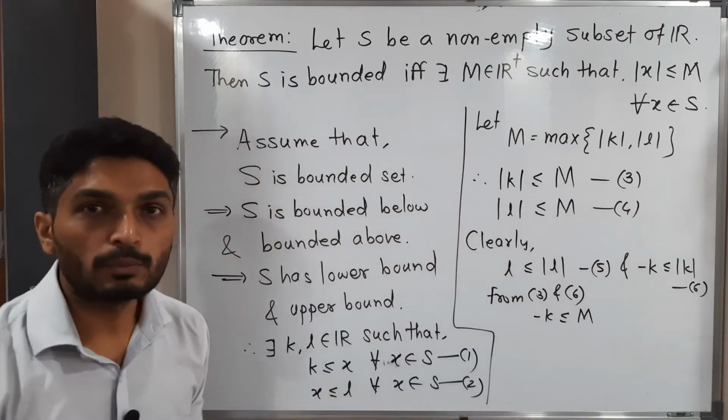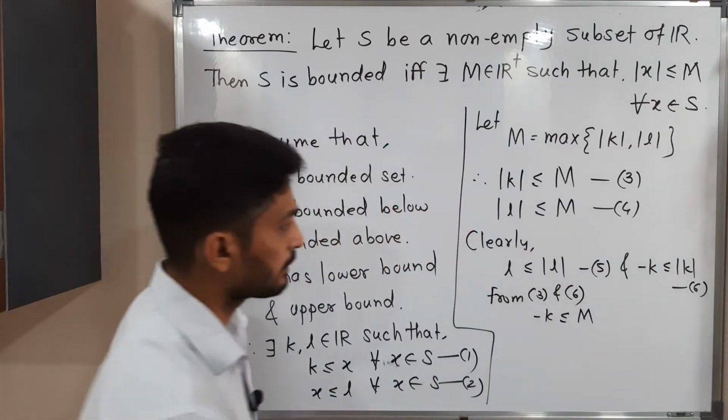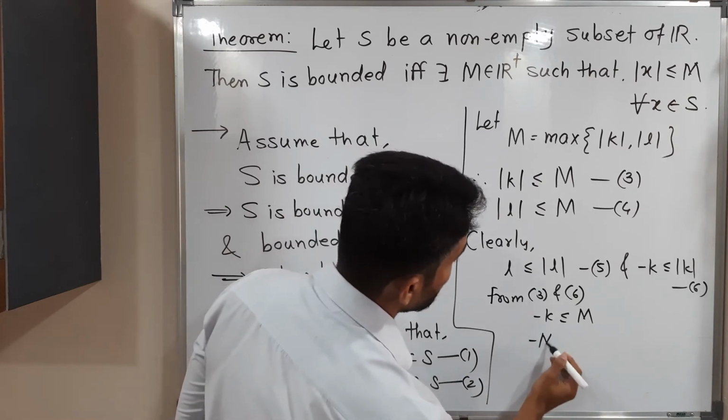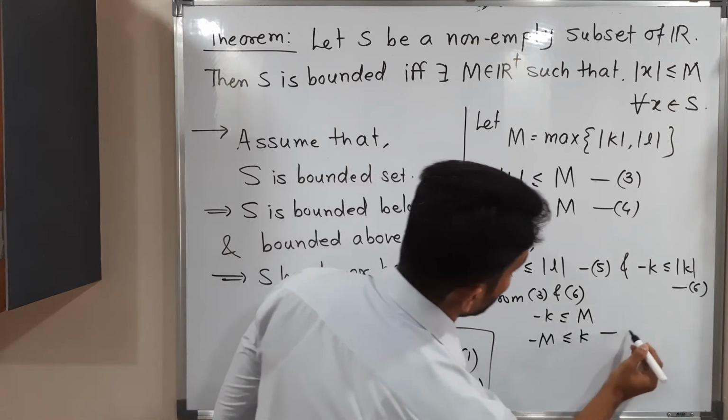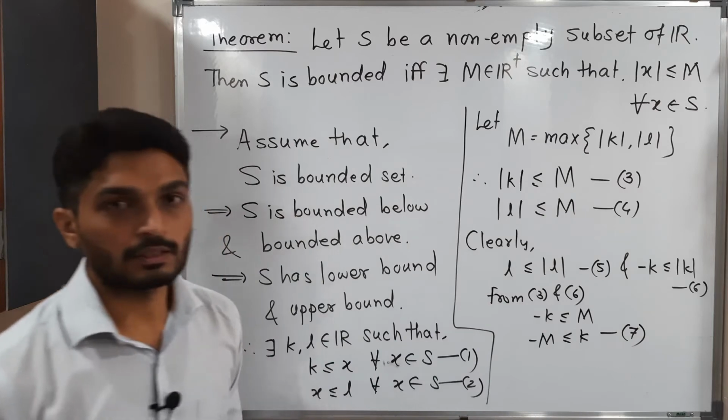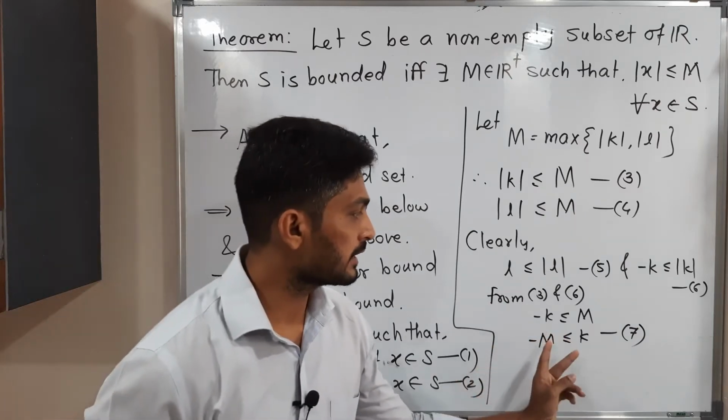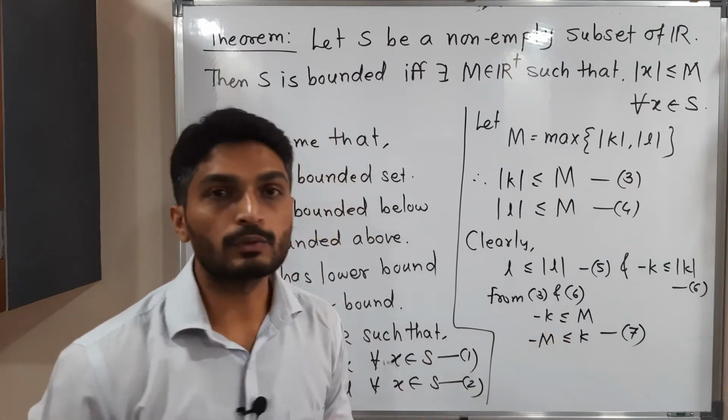If I multiply both sides by minus 1, what will happen? Minus M less than or equal to K. This is inequality number 7. You know that when you multiply by a minus sign, the inequality gets changed. So that's why I could write it.